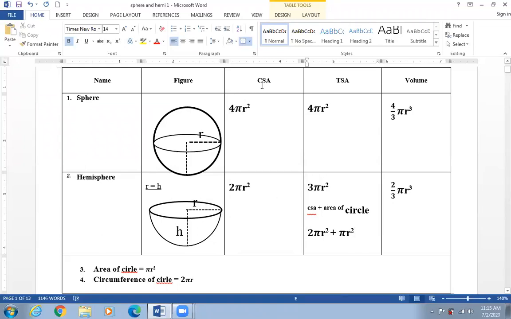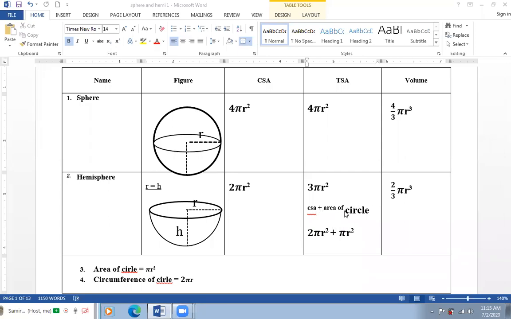Okay, so why are TSA and CSA the same here? Because here there is only the round part, and there is no any extra part here. Okay, just a round figure is only there. Round figure means CSA. So CSA and TSA, they are same. But in case of hemisphere, it is round also, plus there is an extra part also. So that is the circle. The circle is left over here. So we need to add the circle. How many circles? One circle. Okay, so one circle we need to add.